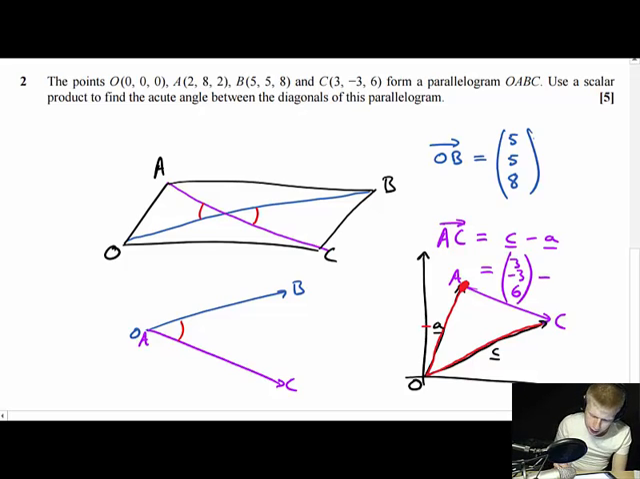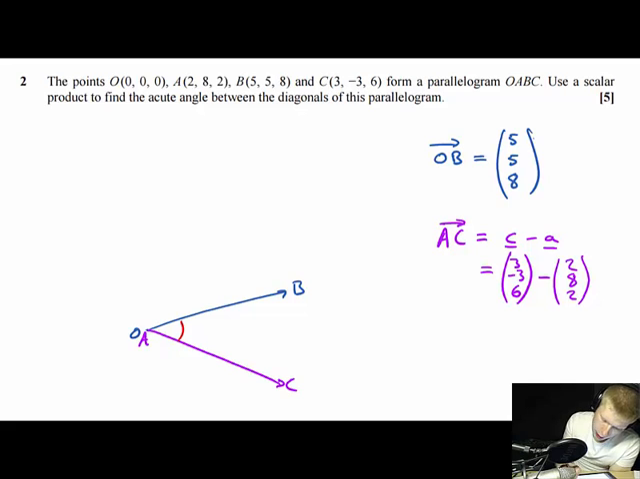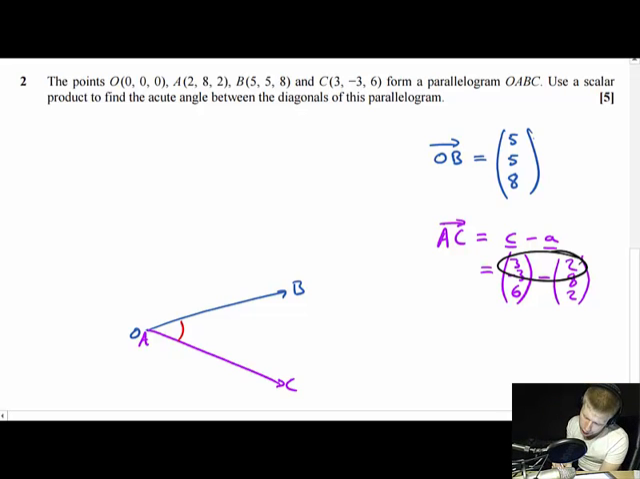Okay. Subtract A. Remember, that's subtract A. So that's going to be 2, 8, 2. And then we just simply go, well, what is 3 minus 2 first of all? Let's do the first two together. So 3 minus 2 is just 1, okay?